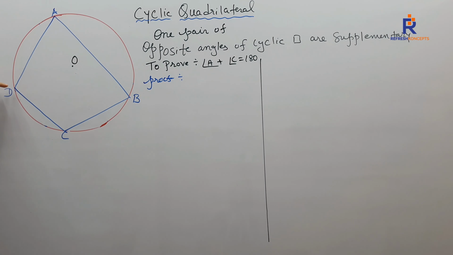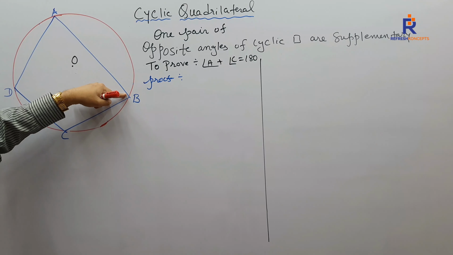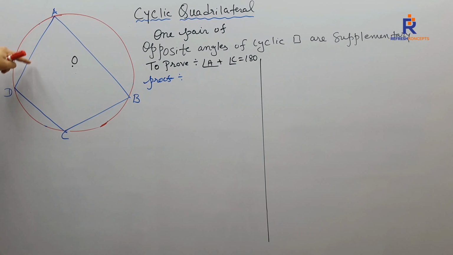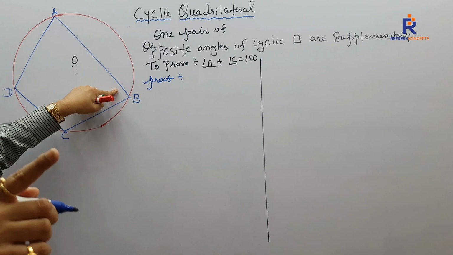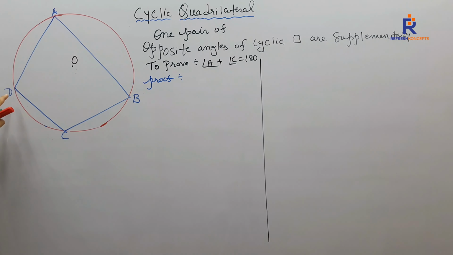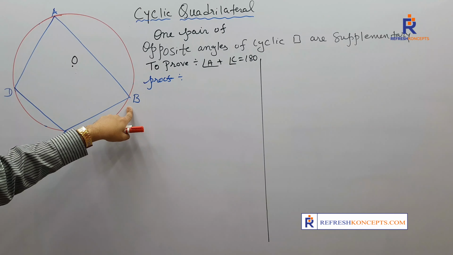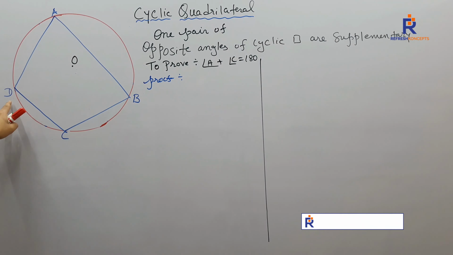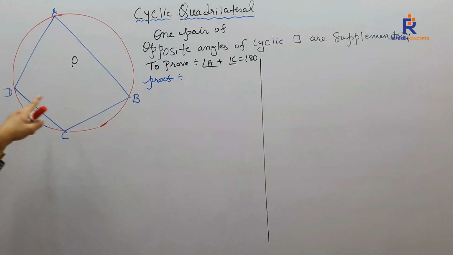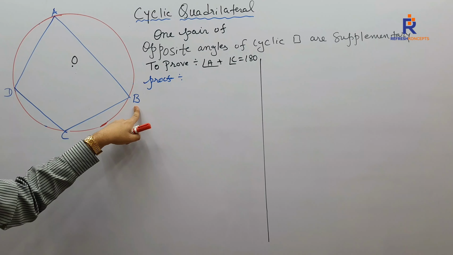We start our sum now. What is DAB? What kind of angle is DAB? Sir, it is formed on the circumference of a circle, so it is an inscribed angle. DAB is an inscribed angle. And what type of arc is DCB? DCB is an intercepted arc.